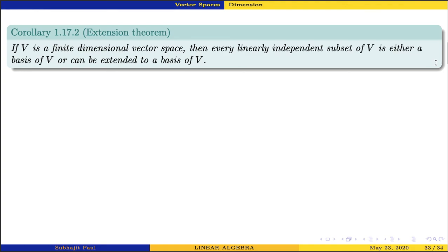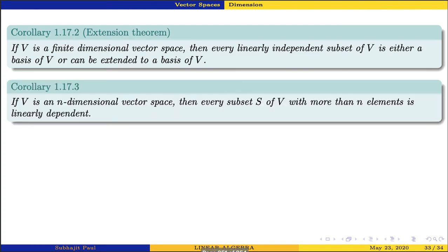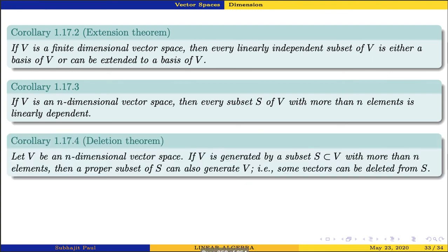A linearly independent subset cannot go beyond the maximal linearly independent subset, and there we have the finite dimension threshold. Next corollary: if V is an n-dimensional vector space, then every subset S of V with more than n elements has to be linearly dependent. It is sort of a corollary of the extension theorem.